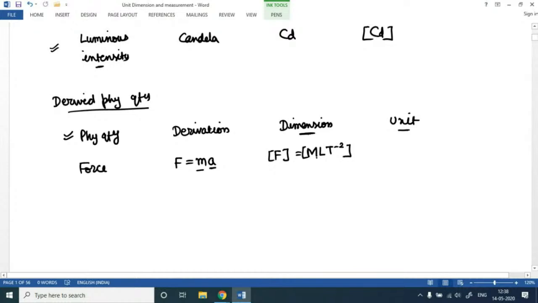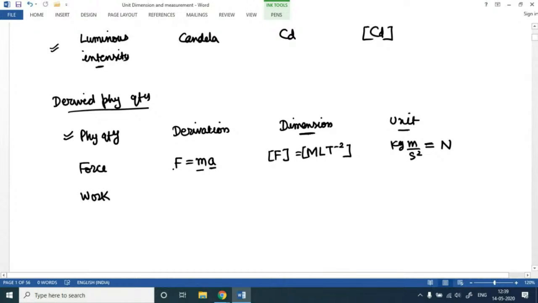And similarly, you can write unit also. Unit of mass is kg, and unit of acceleration is nothing but meter per second square. And one name we introduce for this kg meter per second square, and that you all are aware is nothing but Newton.